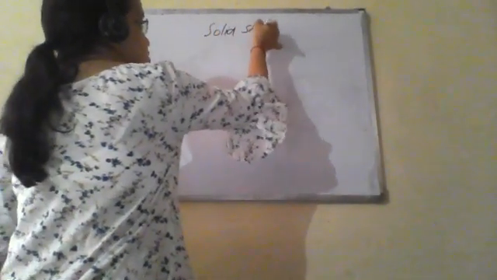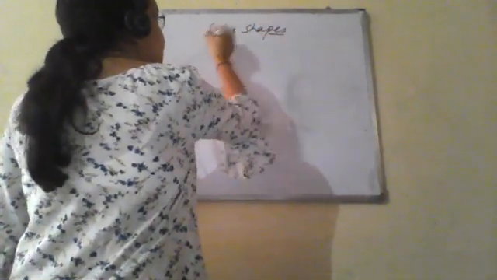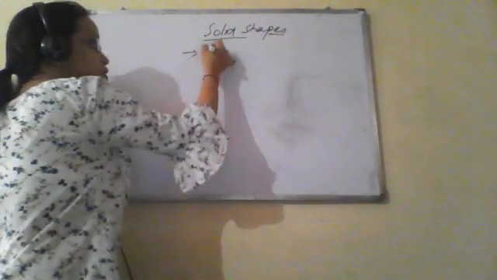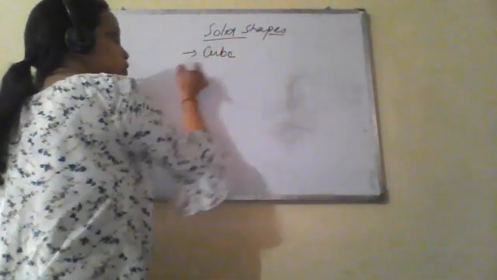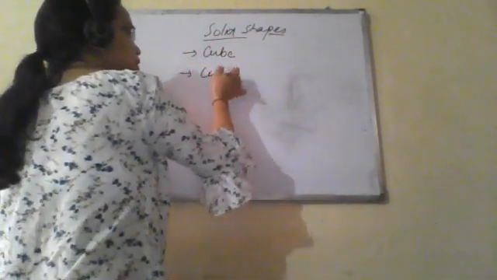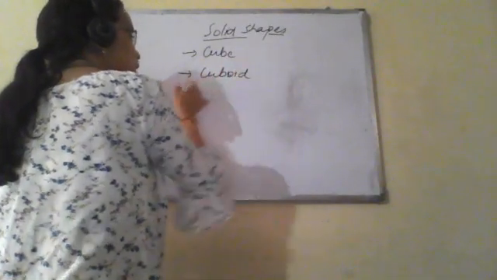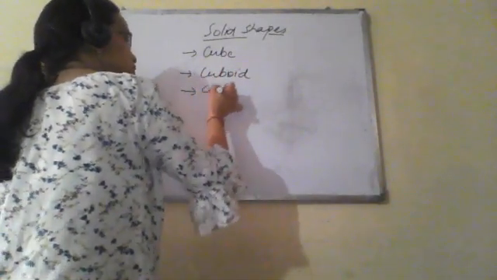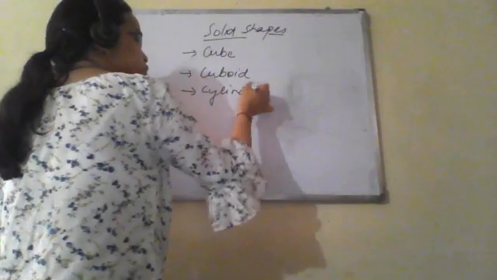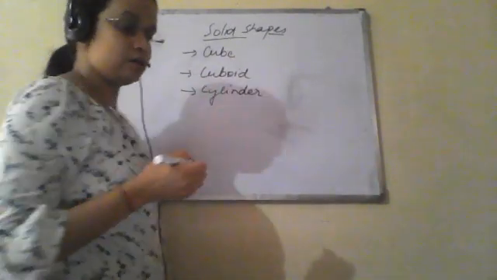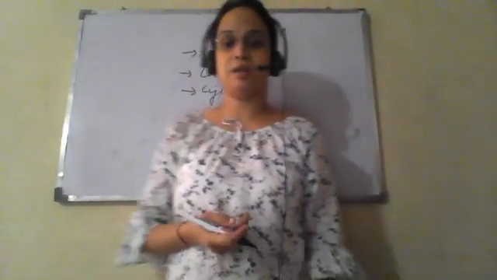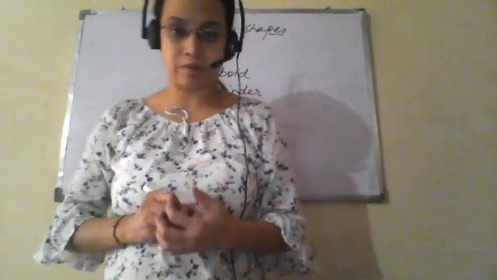In this topic we will discuss basically three shapes: cube, cuboid and cylinder. We will study their surface area, their curved surface area and their volume. We will study them one by one.